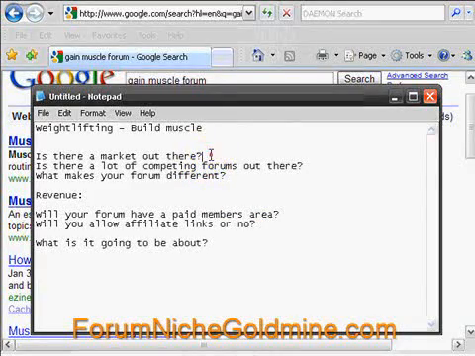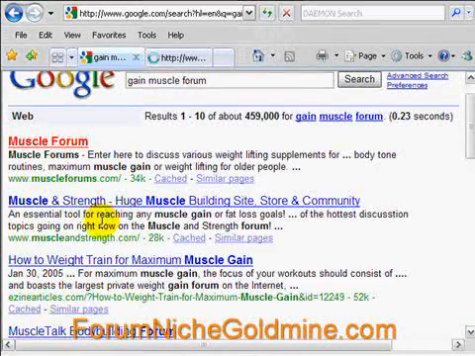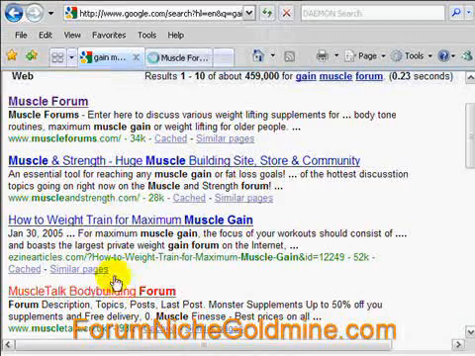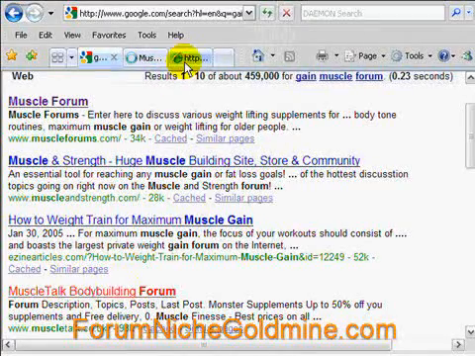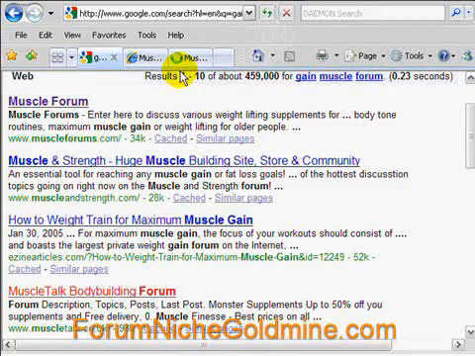So is there a market out there? Yes. Is there a lot of competing forums out there? Well, there's always going to be a lot of competing forums out there. What makes it different? If I go to these different forums and just check them out and see what they're all about, and then I can list out what they focus on, then maybe that'll give me an idea of what I can focus on as well.